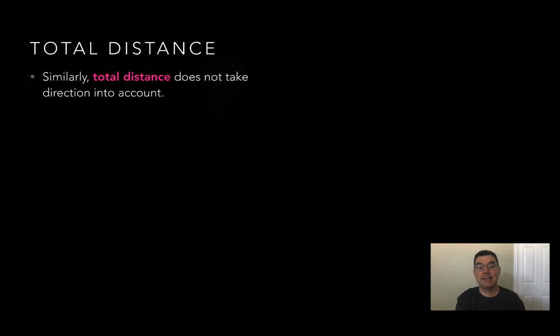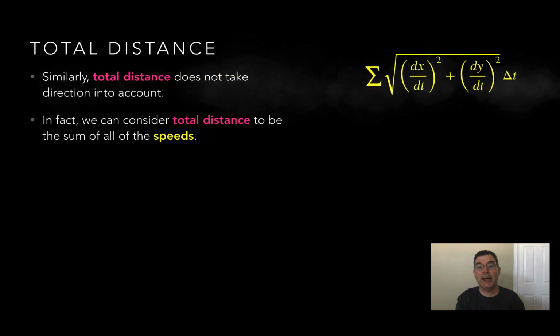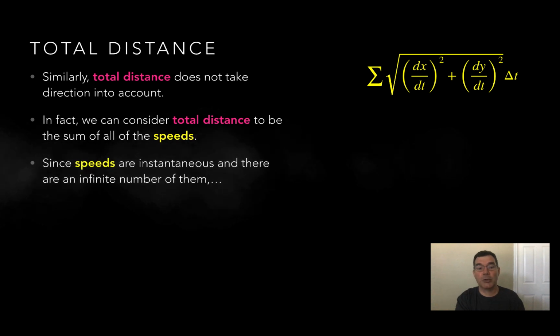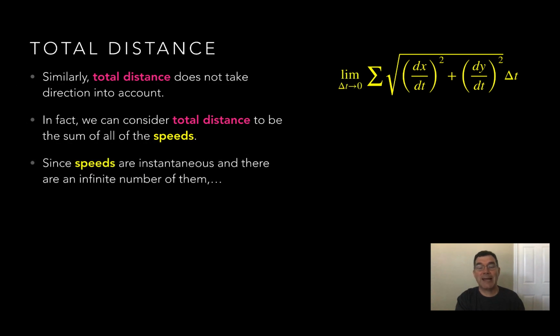Now for total distance, it does not take direction into account. So whichever direction you're traveling, we really don't care. We just care about the total distance that you're traveling. So since total distance doesn't worry about direction and speed doesn't worry about direction, I can actually consider total distance to be the sum of all of the speeds that I've been traveling through the course of the time that I was traveling. So I'm going to add all of those speeds together, and I'm going to multiply the speed by some change in time, and I'm going to look at the limit as the change in time approaches zero, much like I did with derivatives and integrals.